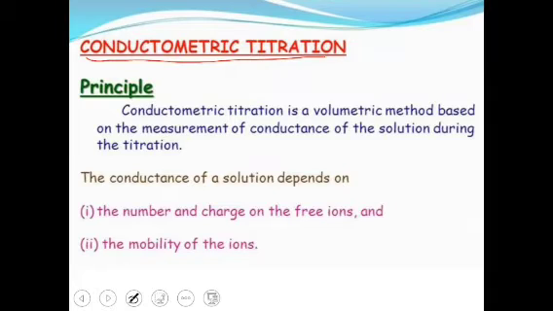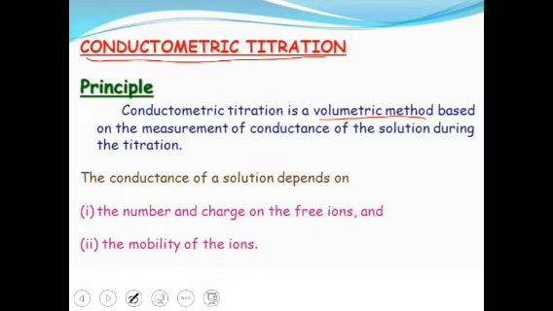So here, what is the principle? The conductometric titration is a volumetric method. It is based on the measurement of the conductance of the solution during the titration. In normal titrations, we use an indicator to find the end point of the solution, by the color changing from one to another. Here in the conductometric titration, we use the conductance values of the solution, and based on that, we can easily find out the end point of the solutions.